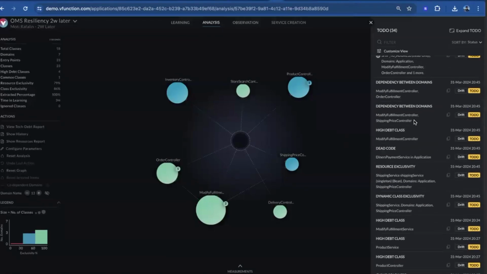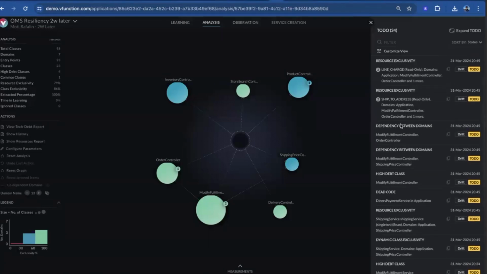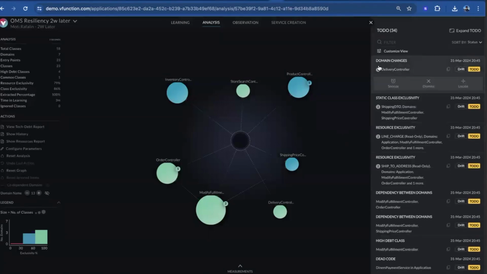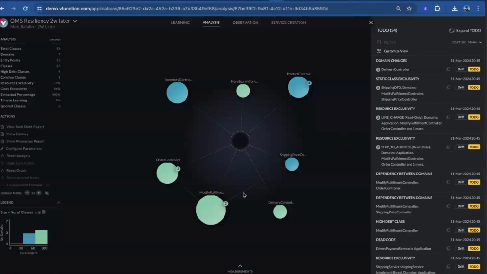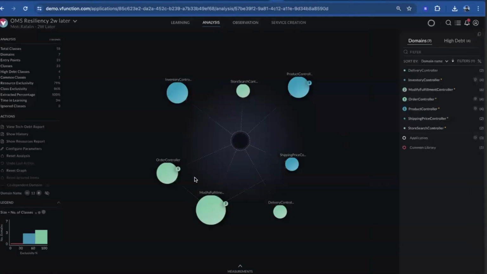This represents the architectural drift that vFunction is identifying. It observes, analyzes, and visualizes the architecture and identifies sources of architectural technical debt. It helps remediate those issues, and it observes how the architecture is evolving from release to release.